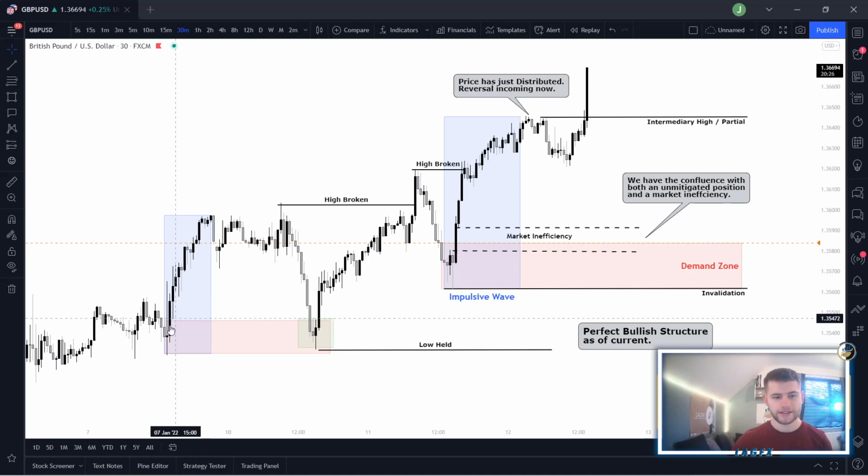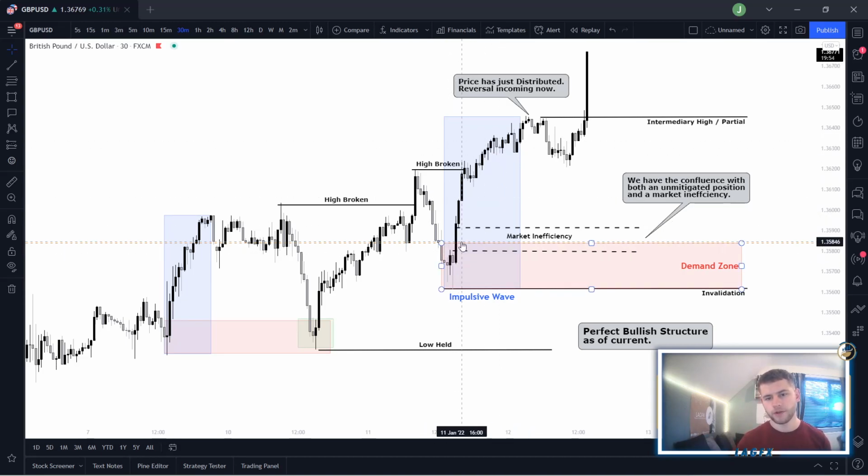So we're identifying those impulsive waves using our blue box, identifying the last unmitigated positions, waiting to see if price taps them. If so, we're then using lower time frames to find a Wyckoff schematic. In this case, we're looking for accumulations. We found that price reverses, puts in that next leg higher. We have that correctional wave, and then we have another impulsive wave. Again, identify that, look for the last unmitigated positions.